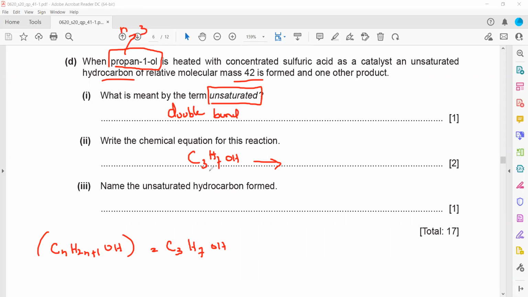So what is the formula of the alkene if it is propanol? It will produce propene. So what is the formula for propene? Prop means 3 carbon, so C3 and H6. Plus another product, what other product will be there? It will have a water molecule, so H2O. And name the unsaturated hydrocarbon. That is propene. So both ways it is possible, like alcohol can produce alkene and steam or water, or alkene plus steam will give us alcohol.